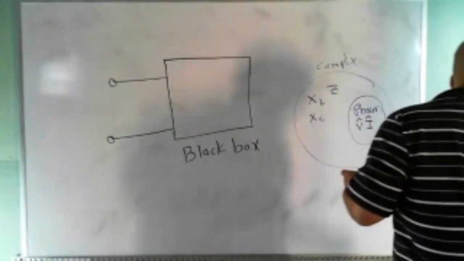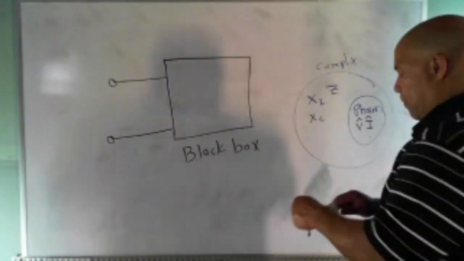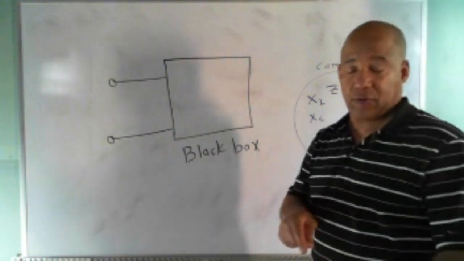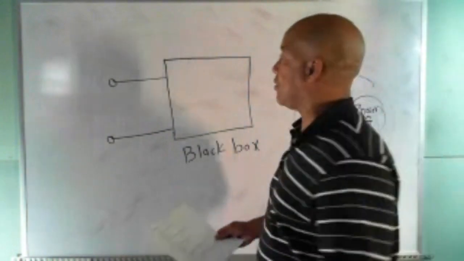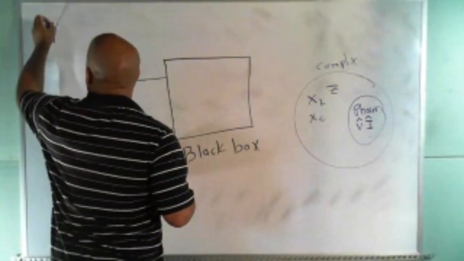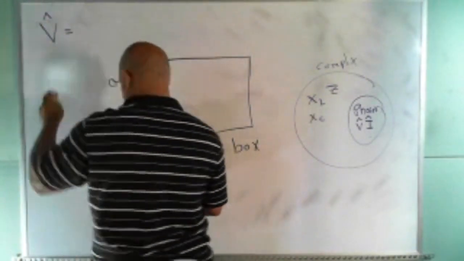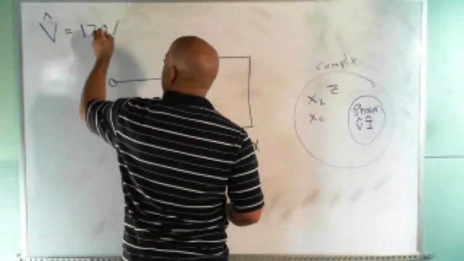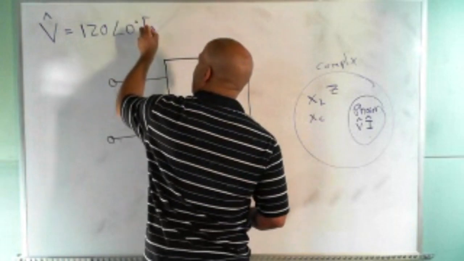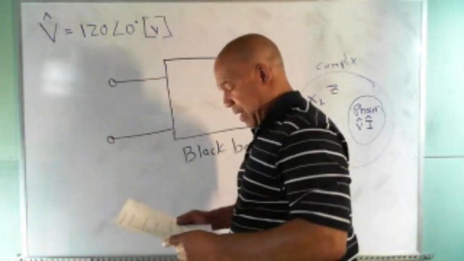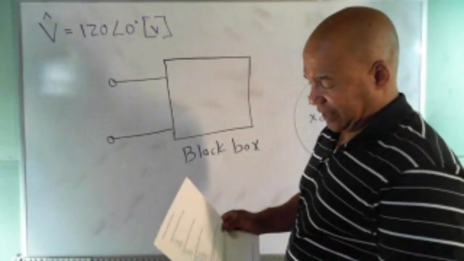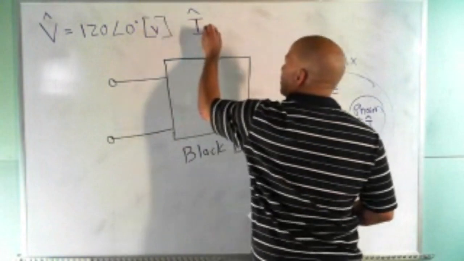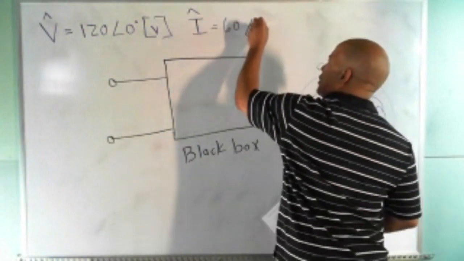So they give me V. Now on the paper, I didn't know how to make that little hat over a letter, so I just bolded it. You'll notice that V is bolded to indicate it's a phasor. So what I know about the black box is my V phasor is 120 angle 0. And my I phasor is 60 at an angle of 70.